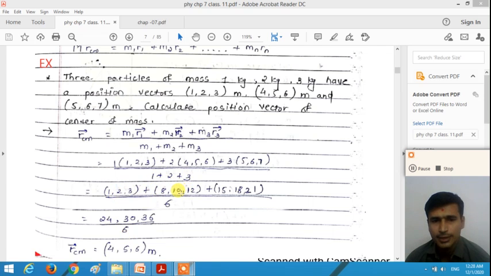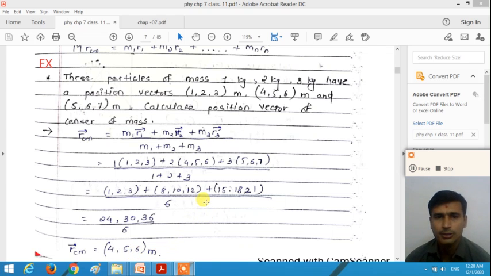2 plus 10 plus 18, you get 30, and 3 plus 12 plus 21, you get 36, divided by 6. So 24 divided by 6, you get the x coordinate of the center of mass, 4. 30 divided by 6, you get the y coordinate of the center of mass, 5, and 36 divided by 6, you get the z coordinate of the center of mass, 6, right?